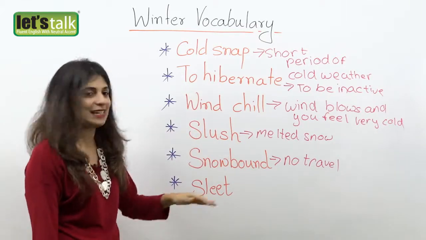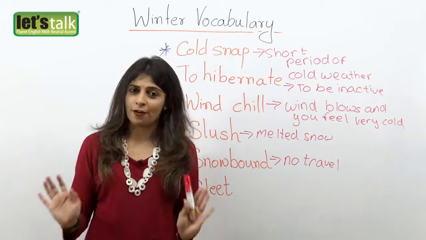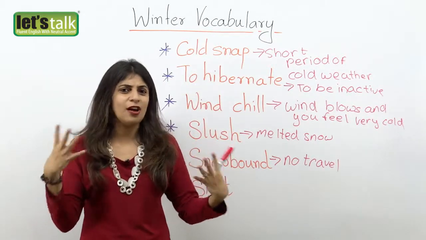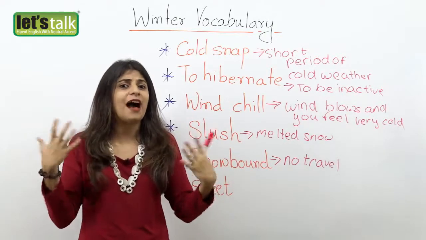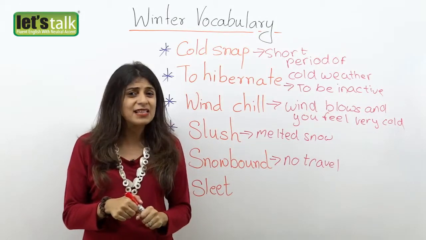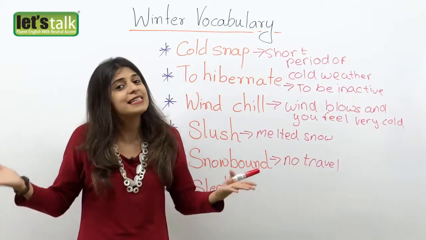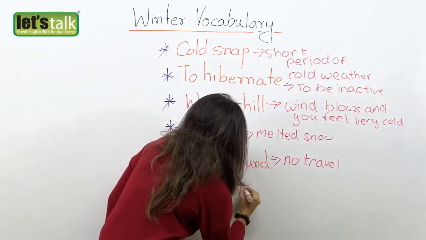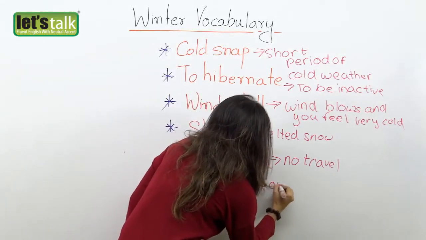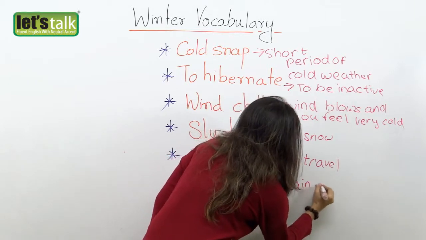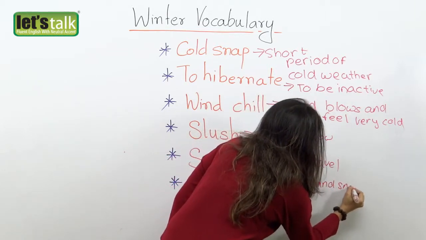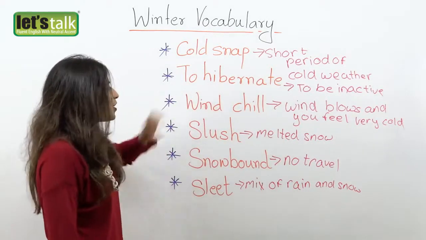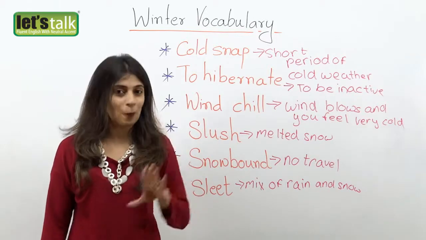That is sleet, okay? So if you step out of the house and you feel the rain, and it's not really raindrops, but you feel the ice, then you would say, hey, it's not snow or it's not rain, it's sleet. So it's a mix of rain and snow. So these are some words that would help you to talk about winter.